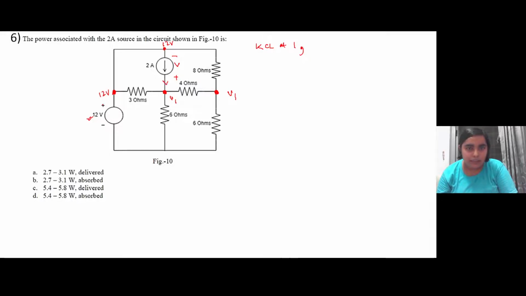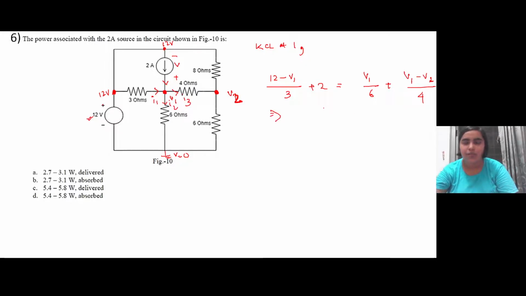So 2 ampere current is coming in. Let this one be I1, this be I2, and this one be I3. So it will be equal to (12 minus V1) by 3, and 2 ampere current is coming in, which will be equal to V1 by 6, since this is the reference and the node voltage here is 0, plus (V1 minus V2) by 4. So you can simplify this and write it as an equation in V1 and V2.